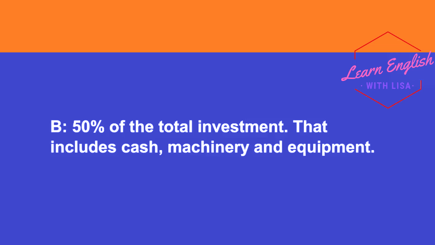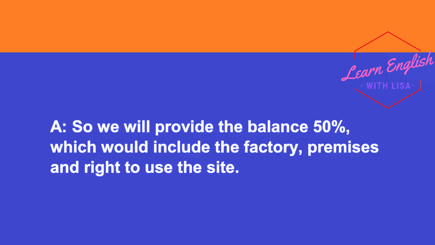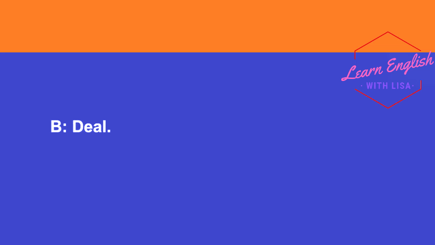50% of the total investment. That includes cash, machinery, and equipment. So we will provide the balance 50%, which would include the factory, premises, and right to use the site. Deal.